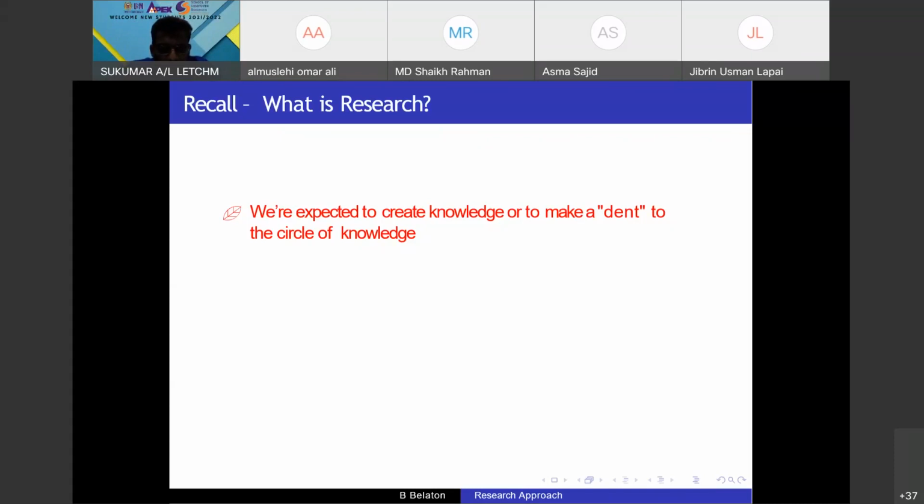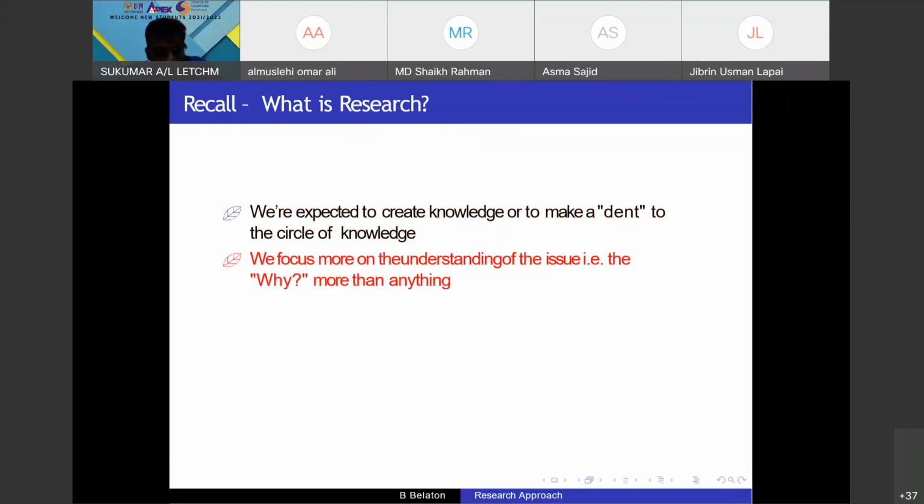So what is research? Let's try to recall what you did in the first lecture. We are expected to create knowledge, or to make a dent in the circle of knowledge. Do you still remember the one I mentioned? If you start from primary school, then go to secondary, then to the upper level, masters, and then the PhD, it is just a small dent. That's what research is trying to do. We focus more on the understanding of the issue, for example the why, more than anything.